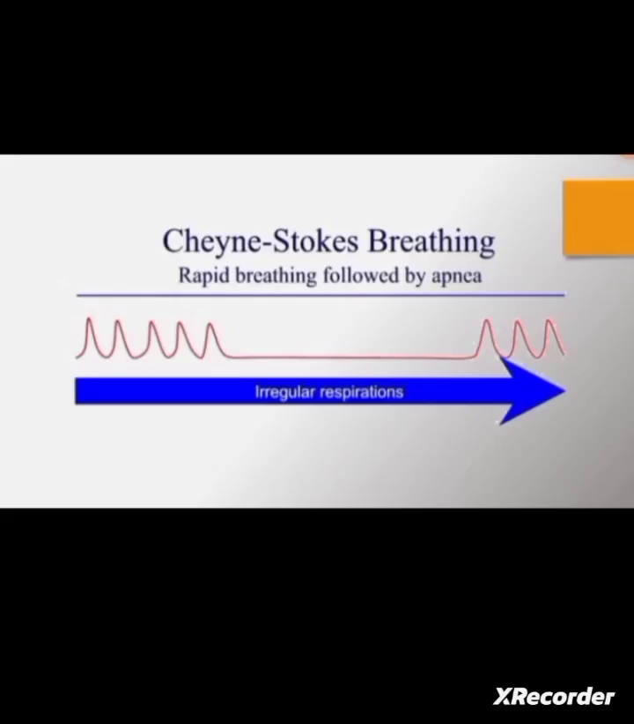Next pattern is known as Cheyne-Stokes respiration. Cheyne-Stokes respiration consists of a series of respirations that gradually become deeper and noisier until a climax is reached. When a pause occurs, that means apnea. When a pause occurs, the cycle is repeated. An increase in rate and depth of respiration alternates with periods of apnea.